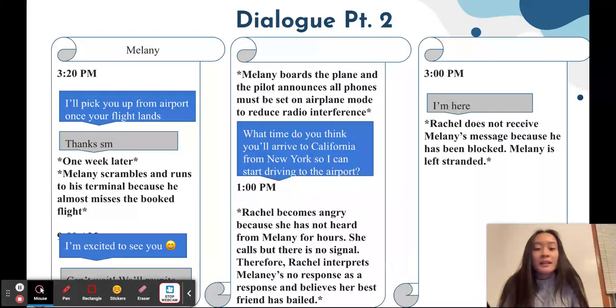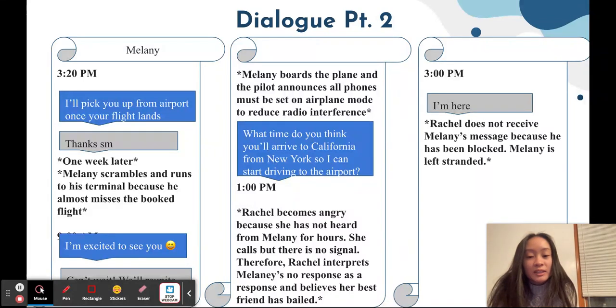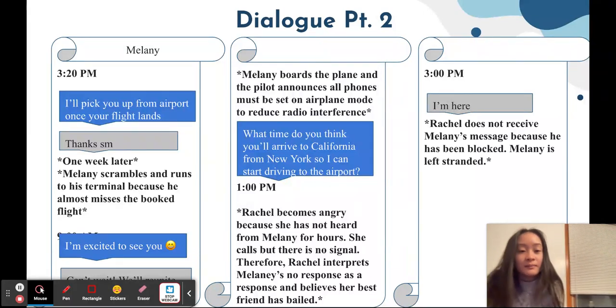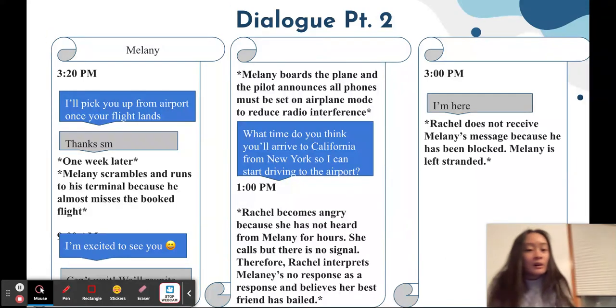Melanie boards the plane and the pilot announces all phones must be set in airplane mode to reduce radio interference. What time do you think you'll arrive to California from New York so I can start driving to the airport? Rachel becomes angry because she has not heard from Melanie for hours. She calls, but there is no signal. Therefore, Rachel interprets Melanie's no response as a response and believes her best friend has bailed. I'm here. Rachel does not receive Melanie's message because he has been blocked. Melanie is left stranded.